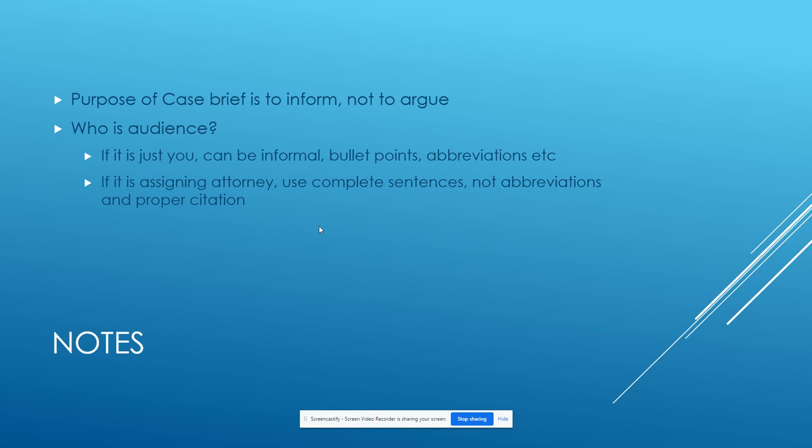But I make this mistake especially if I handwrite something. I have something informal or abbreviations, and later on I go back to it and I don't understand what I wrote. So make sure it's something that you will understand now and you will understand in the future when you are reading it. Okay, if you are writing a brief for an assigning attorney, make it professional, right? You're a professional. Use complete sentences, not abbreviations. Use proper citation as is appropriate.